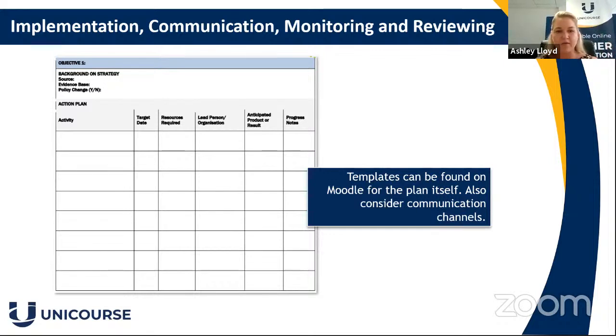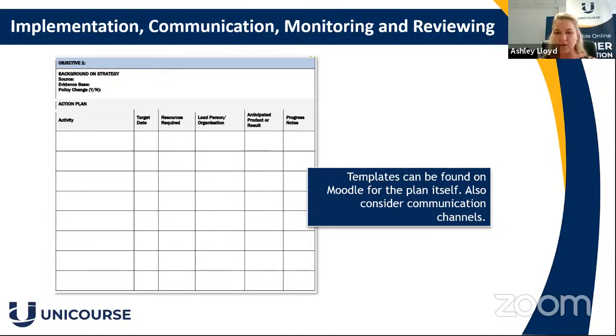I also have about 10 different implementation plan templates. So if this one doesn't suit you and you don't want to create your own, you can always come to me. But the important thing is once you're actioning a change or a strategy or a solution or whatever it is you're going to be actioning, it's got to be communicated, reviewed.